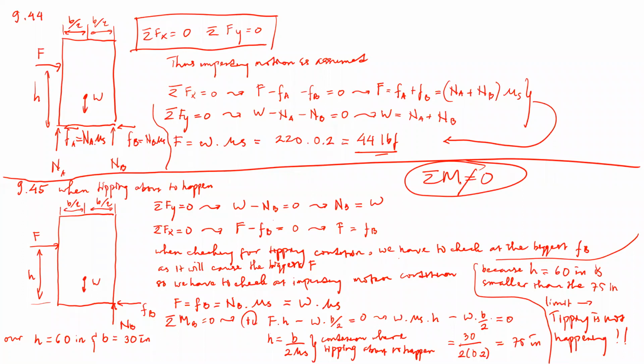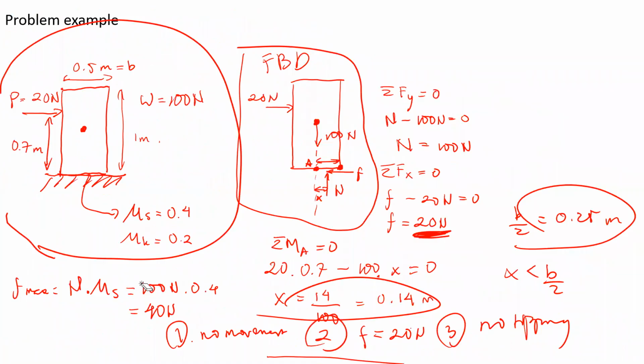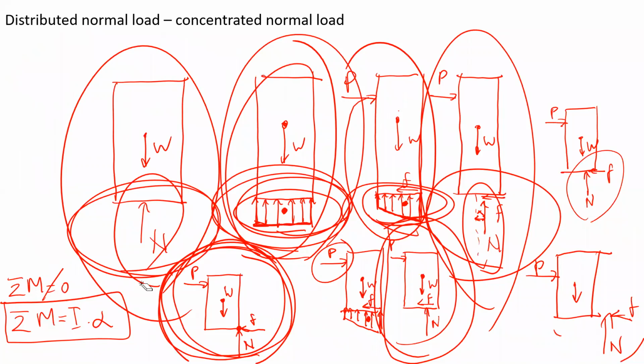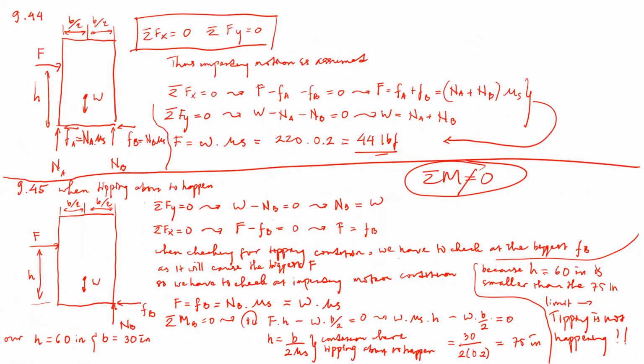And another thing that you're supposed to understand is, in order to check for the tipping condition, it is better for us to check the limiting condition, like this. What I mean by limiting condition is that the friction force and the normal force are only happening at one edge, the same as this one. The normal force and the friction force only happen at that one particular edge. It's the limiting condition of the tipping.